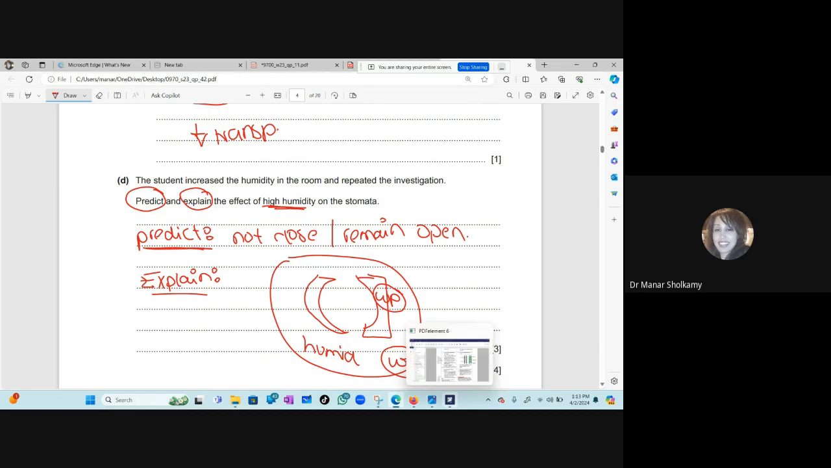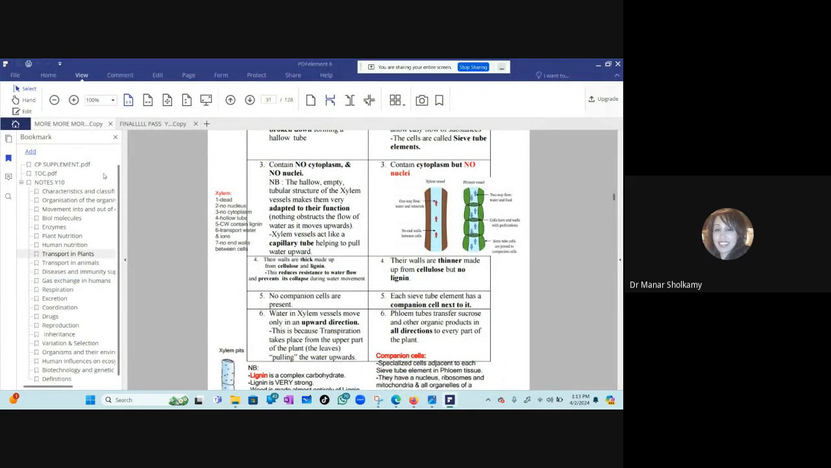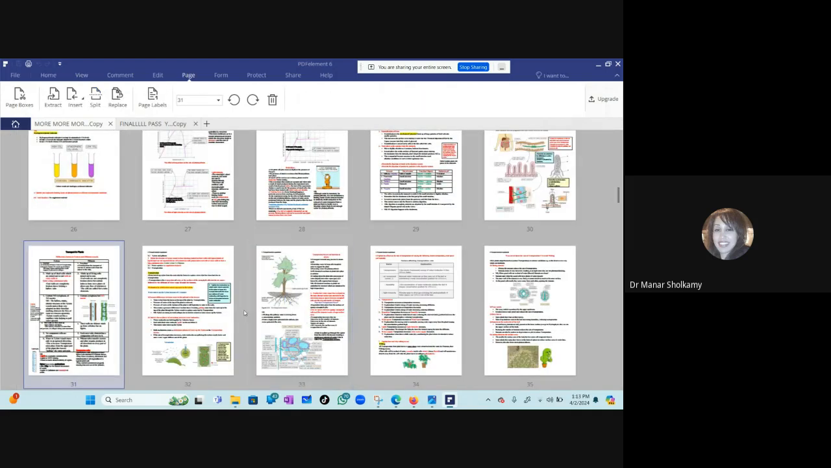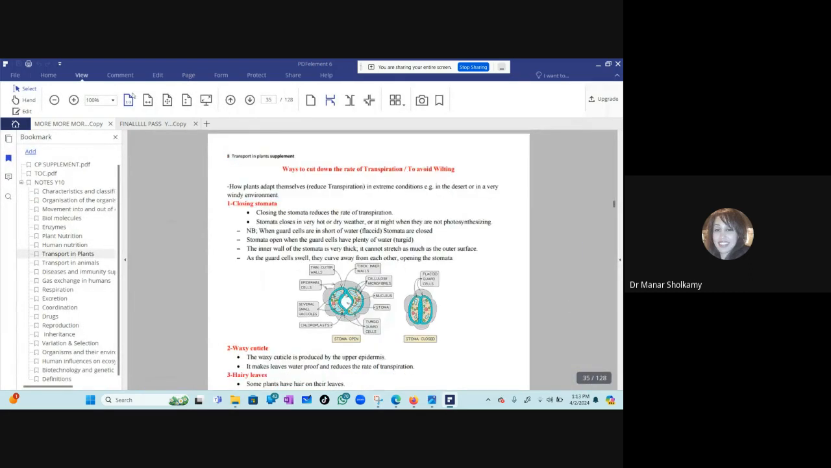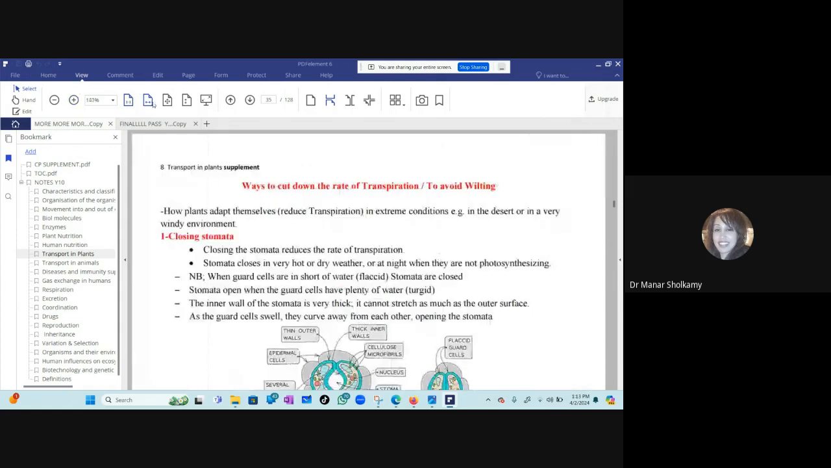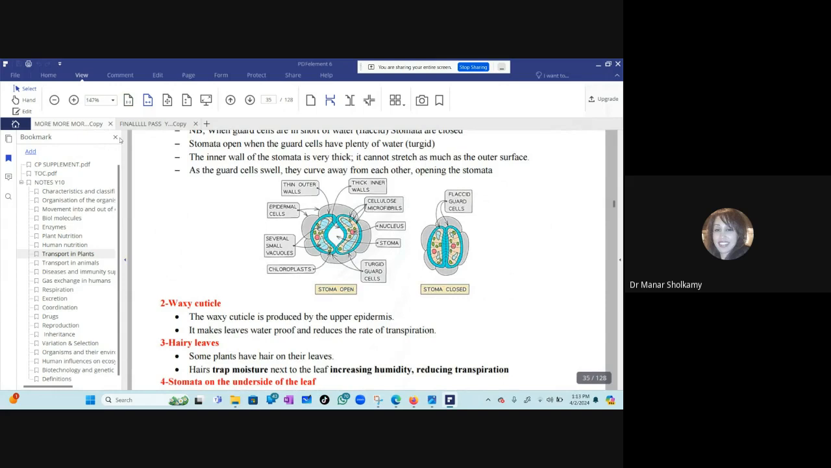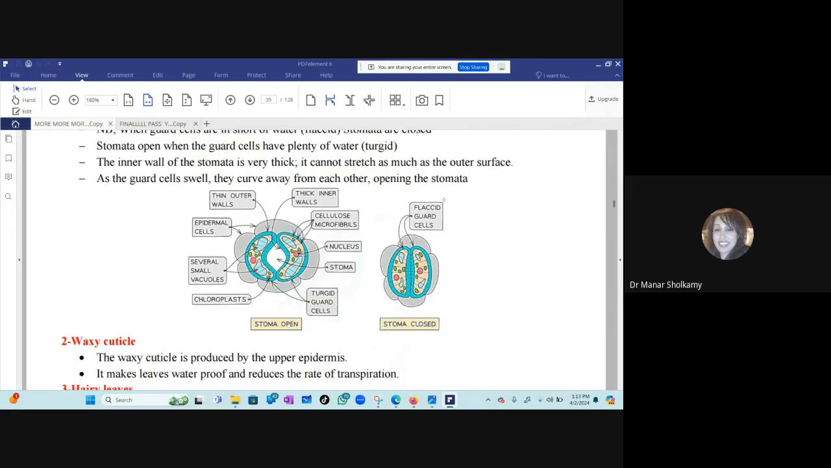You forgot. We took the opening and the closure of the guard cells in transport in plants. Let me show you. The guard cells, when do they open and when do they close? You completely forgot, and your exam is only after 1 month. Let me open a screen.